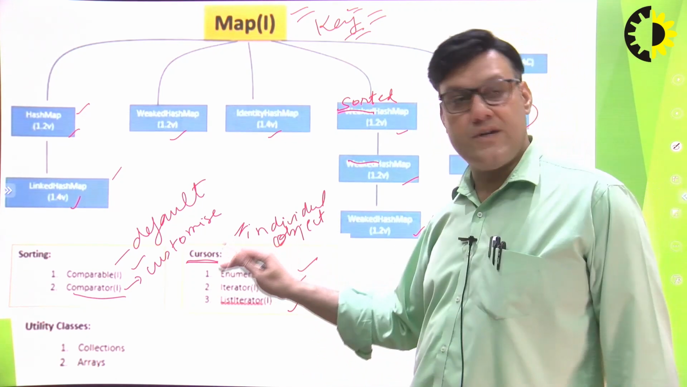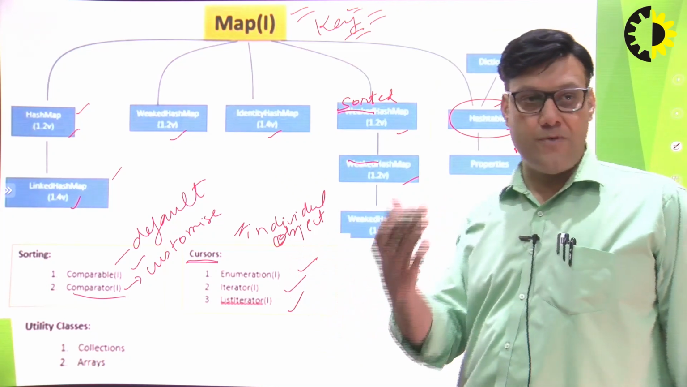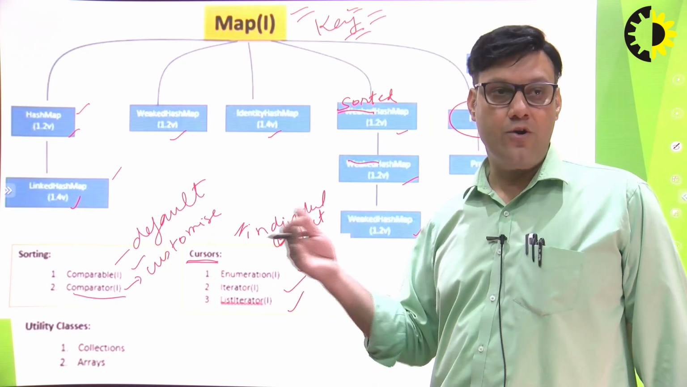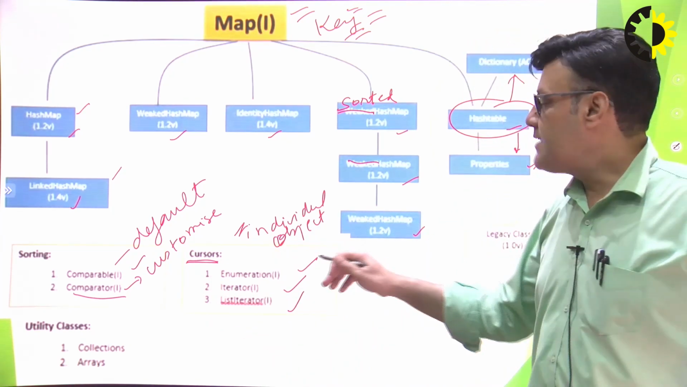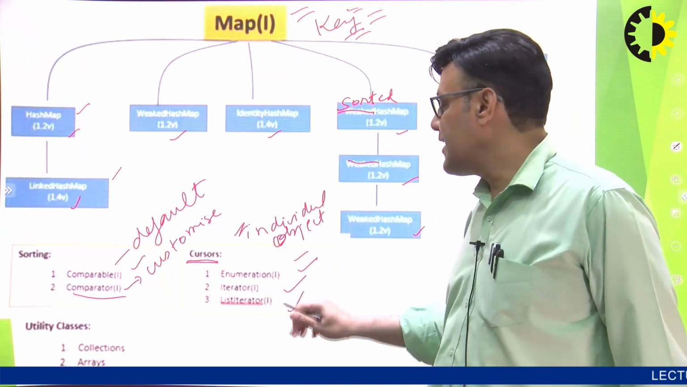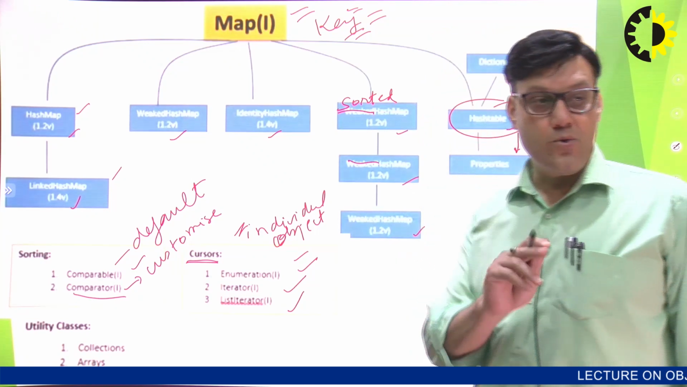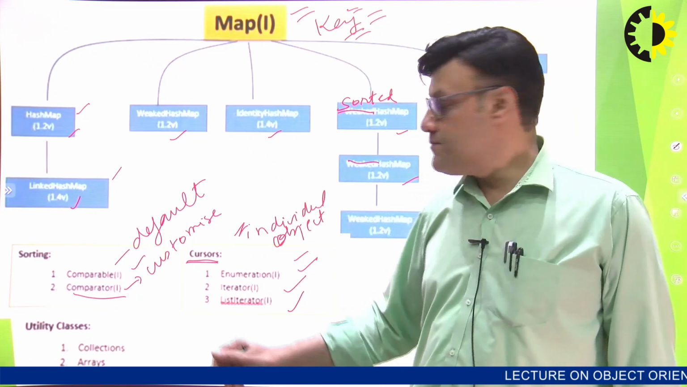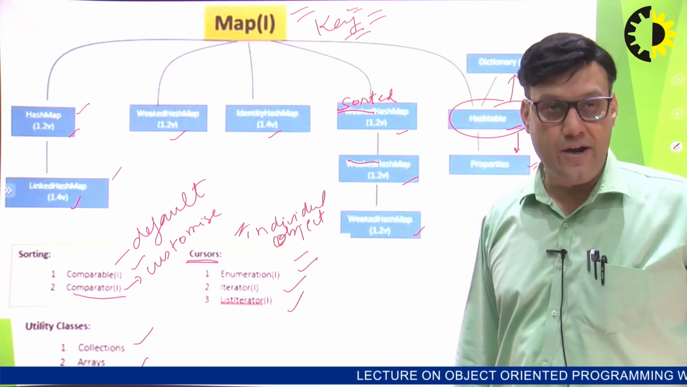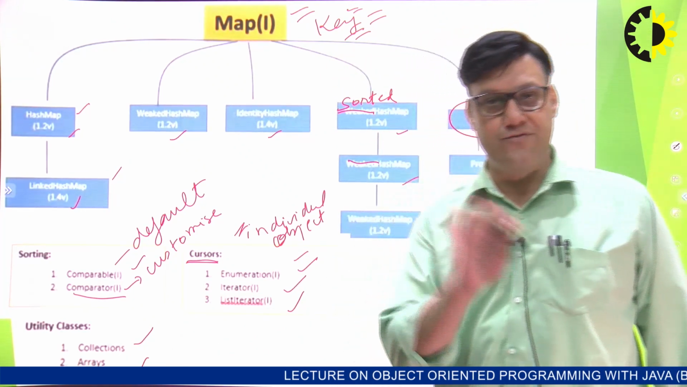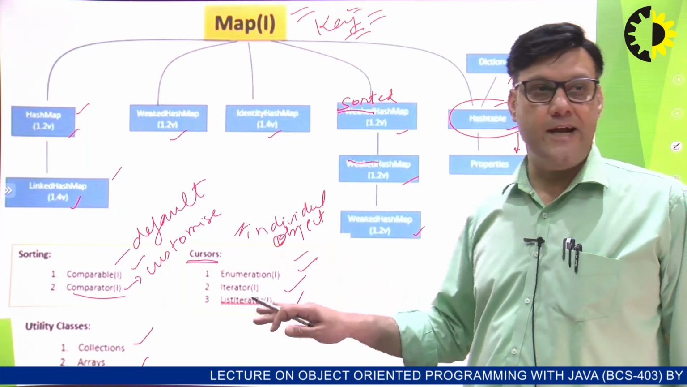What is the concept of cursor? Whenever we want to perform a number of operations on individual objects one by one, then we will use enumeration, iterator, and list iterator. And there are two important utility classes that come under the collection framework: collections and arrays.